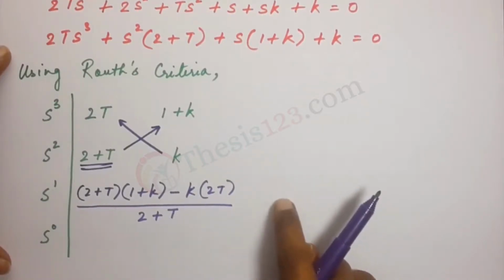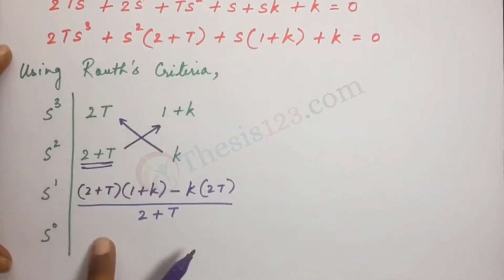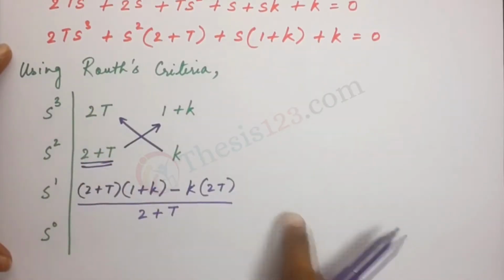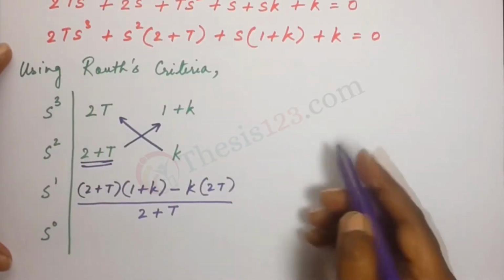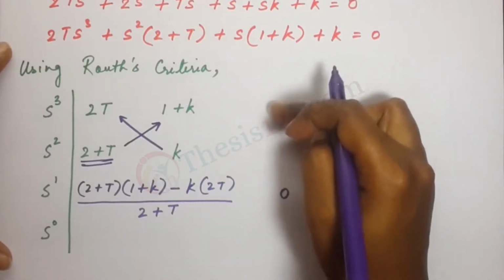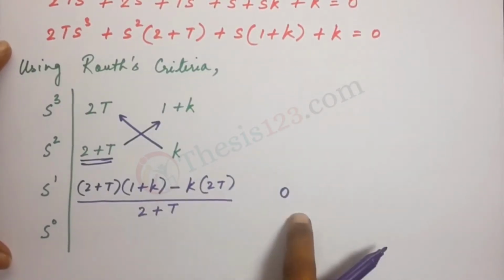Now the second element here would be 0. So I hope you're following. This is the first row and this is the first column and this is the second. So the second is 0 here because we don't have the third column's elements here. So this would be 0. This is the first, this is the second.